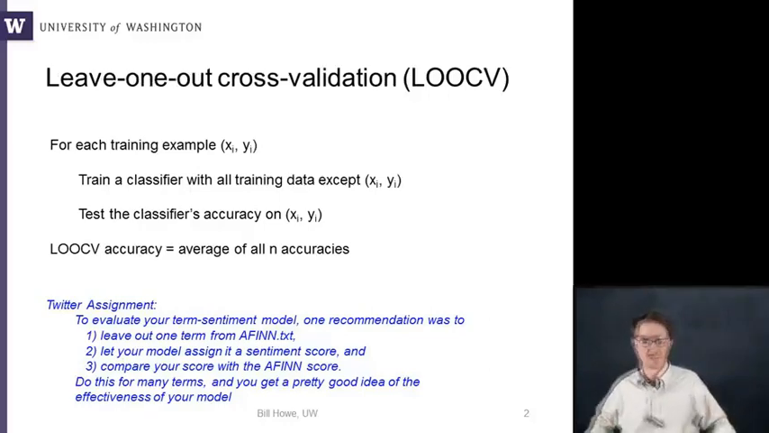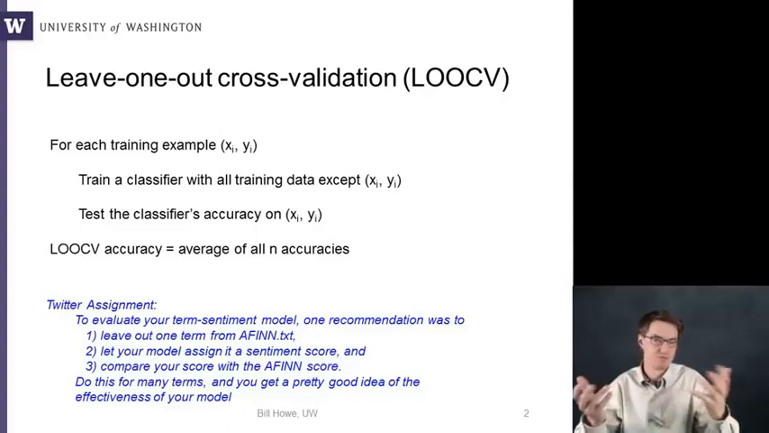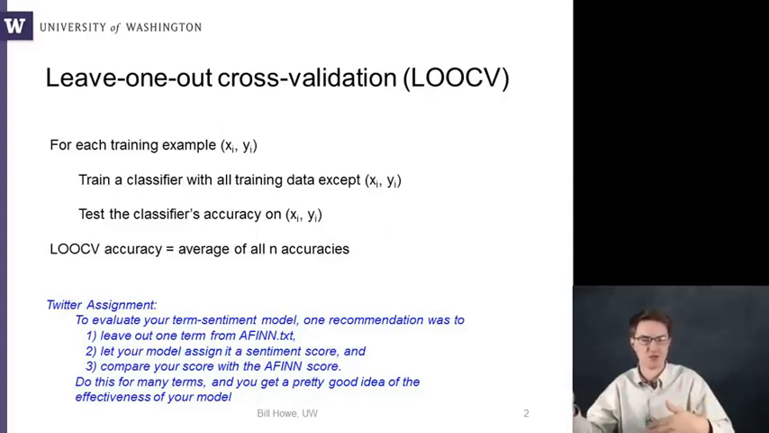Okay, and so the place we saw this before was in the Twitter assignment, where one of the recommendations to debug and evaluate your term sentiment model, not the tweet sentiment model, but the term sentiment model, was to take one of the terms out of the AFINN.txt file and see what sentiment your model predicted for that term. And you could broadly just make sure that it was positive when the AFINN said it was positive and negative when AFINN said it was negative. Of course this was sensitive to the exact tweet data set you were working with, but it would be a good way to sanity check and make sure that you're producing the right values.